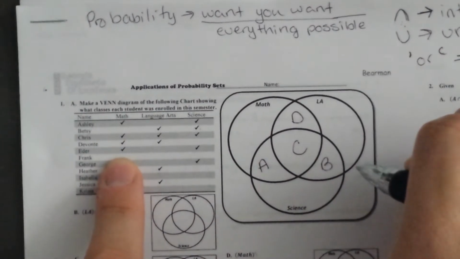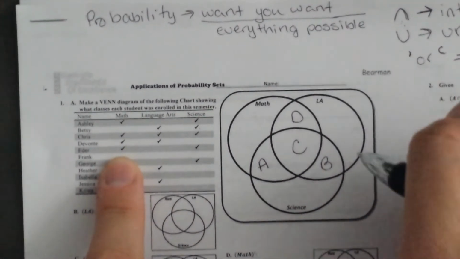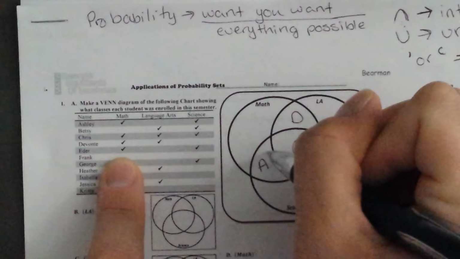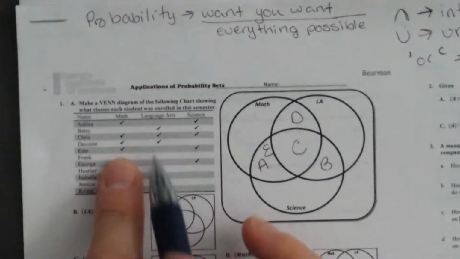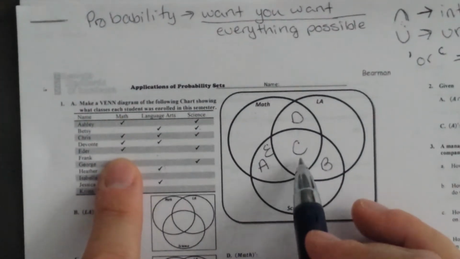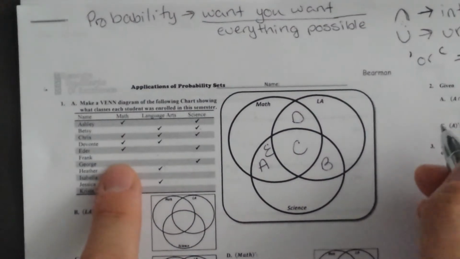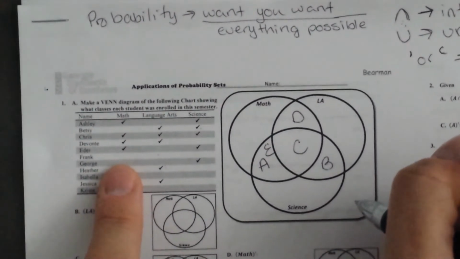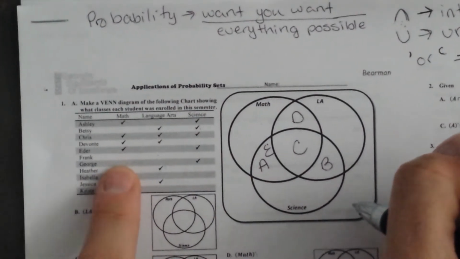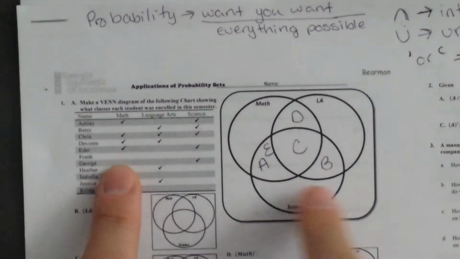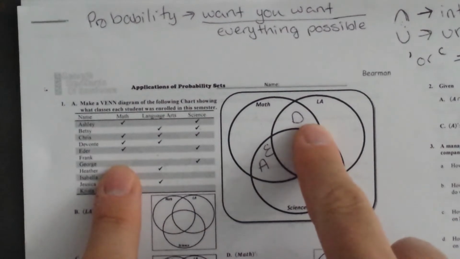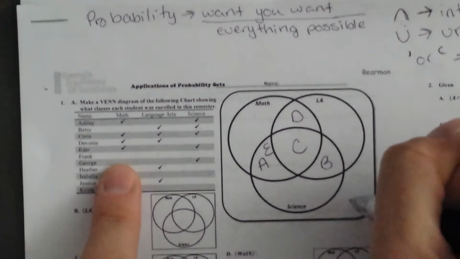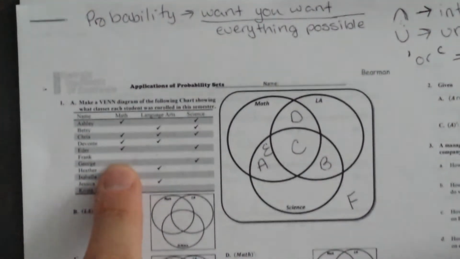And then we have Eder, who's taking math and science. So he's going to go here. And again, he's not taking language arts, so you don't want to put him in the language arts circle. Frank, unfortunately, has left the school. He's not taking anything this semester. Even though he is part of the population, we're not going to put him in the Venn diagram per se, but he is still going to be in the square. So we kind of leave him off over here.